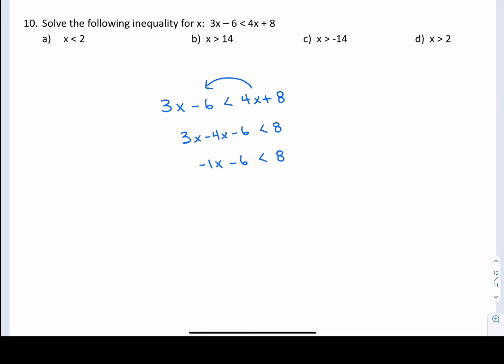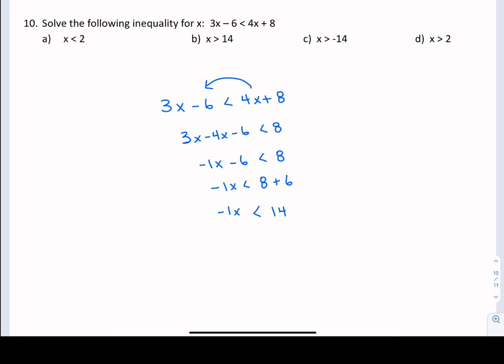So from here, we want to push that minus 6 over to the right. So you have negative 1x is less than 8, but when minus 6 joins the right side, you have to add it or do the opposite operation. So we're going to add 6 to both sides. So what that gives us so far as a result is negative 1x or negative x is less than 8 plus 6 or 14.